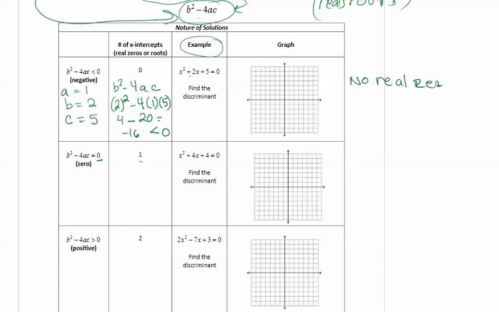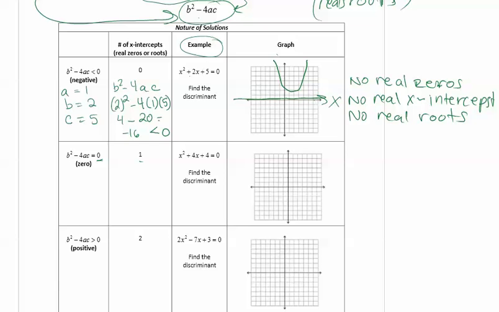No real zeros. So you could say that I have no real x-intercepts also, or you could say I have no real roots. What that means is that this particular graph does not cross the x-axis. So perhaps it's something like this, or maybe it looks more like this, something like that. Excuse me, let me get this correct. But what we know is that it does not cross this x-axis here, and this is our x-axis where we would find our x-intercepts.